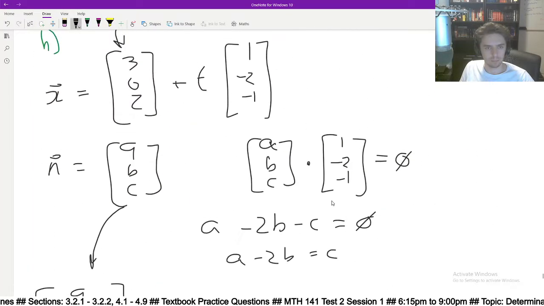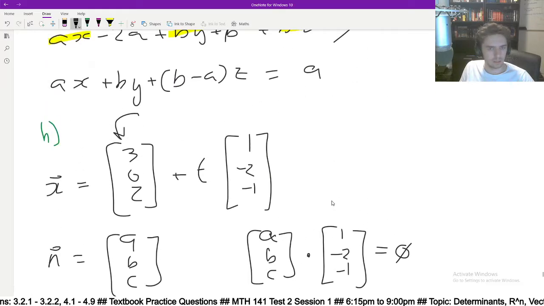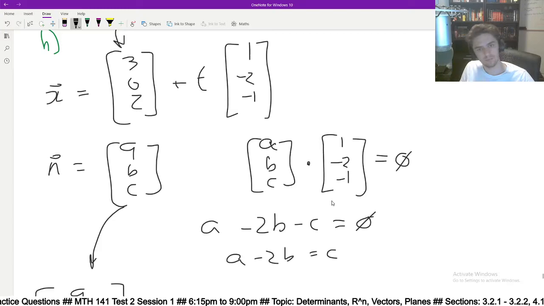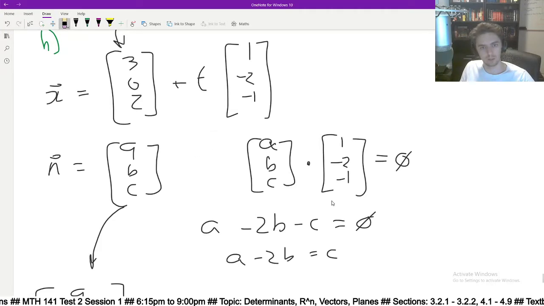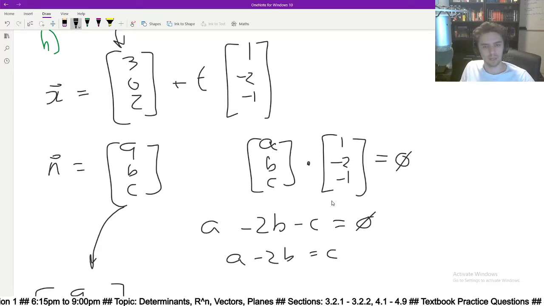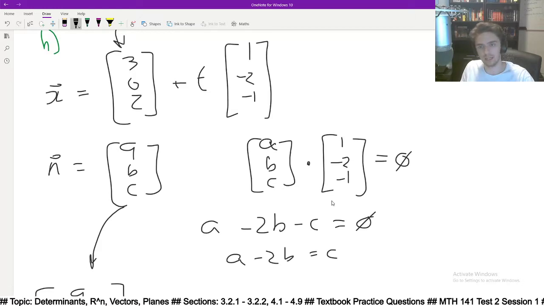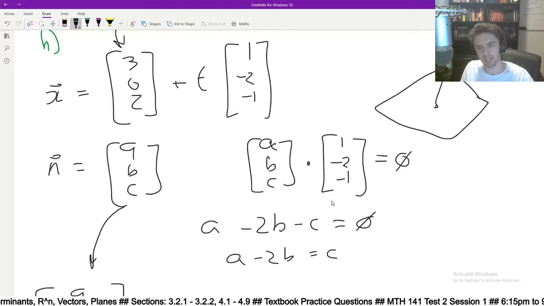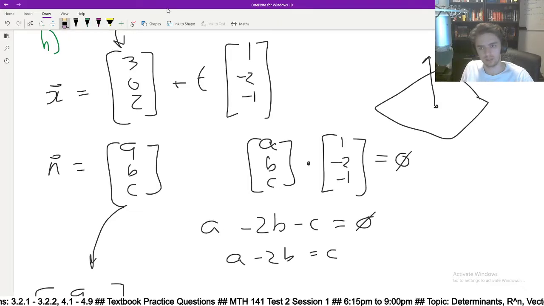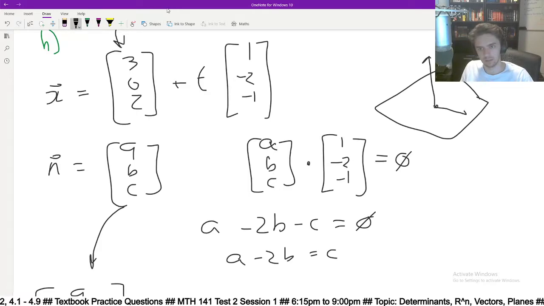That is the direction vector. The a, b, c is the normal. I dotted it with the direction vector. Right, because if a plane contains a line, then the normal to that plane is perpendicular to the direction vector of that line. Does that make sense? Maybe I'll draw it better, but yeah.